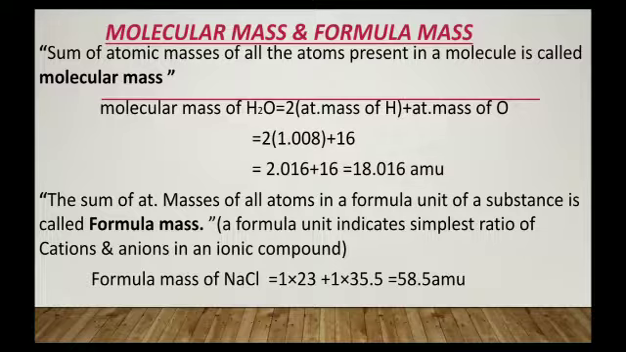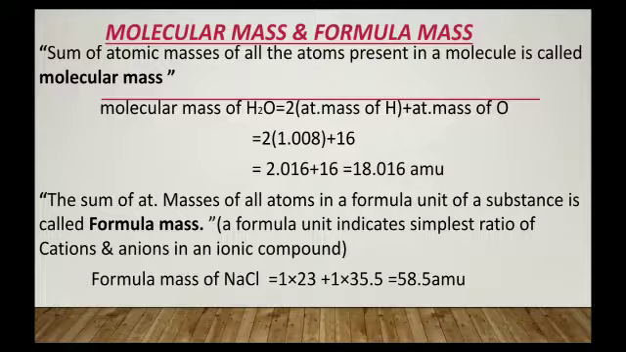Now look at this example. This is 2 into atomic mass of hydrogen. Now this 2 is the number of the hydrogen atoms, plus atomic mass of oxygen. 2 into 1.008. This 1.008 is taken from the periodic table. Below the symbol a number is written and that is this number. Plus 16. This 16 is the atomic mass of oxygen. It makes 2.016 plus 16 is equal to 18.016 AMU. So the molecular mass of a water molecule is 18.016 atomic mass units.